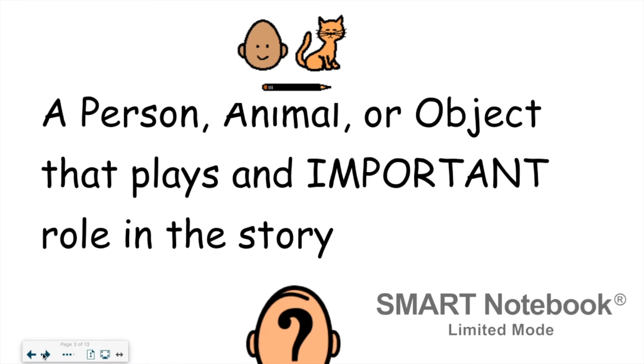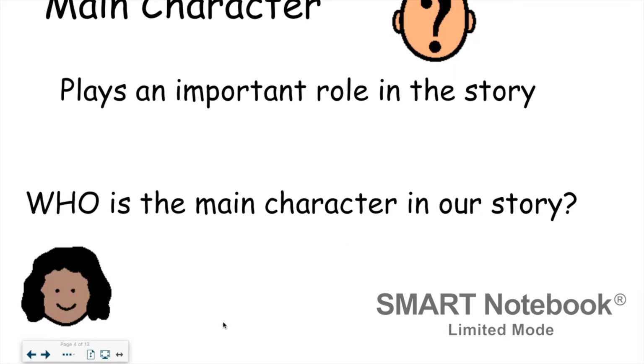So here we go through who the characters are, a person, animal, or object that plays an important role in the story. We hone in on the main character who plays an important role in the story. And then I ask my students to get that formative assessment. Who's the main character in our story, right? We just watched Pastorcita. I tried to find a Boardmaker image that looks similar to the character that was in our video to kind of give them that visual cue to cue them into what we're talking about.